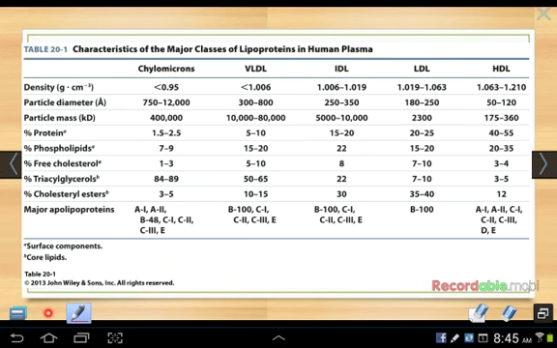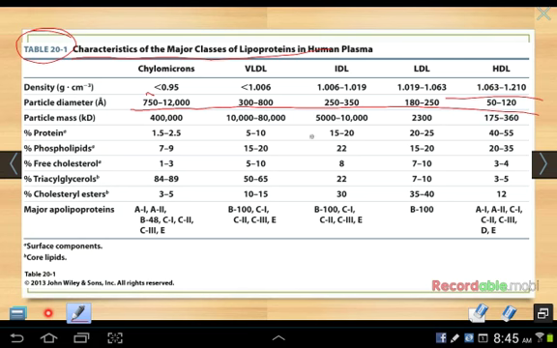So if we look, table 20.1 kind of summarizes the characteristics of these lipoproteins. As you can see, we can see how our density increases as we go from very low density and chylomicrons over to the high density lipoproteins. We also see our particle diameter. Again, as we decrease in diameter, we will increase in density. And then our particle masses.